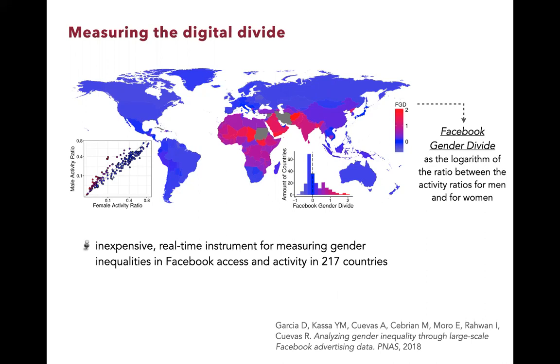And if it is below 0, it means that women tend to be more active on Facebook compared to men, and if it is above 0, it means that men are more active on Facebook than women in a country. And this is a clearly prominent example of using large-scale, inexpensive data for measuring gender inequalities in real time and worldwide.